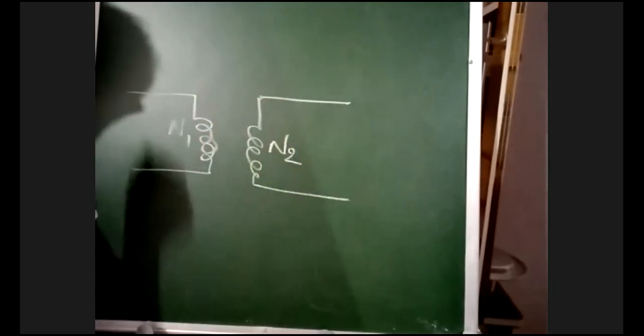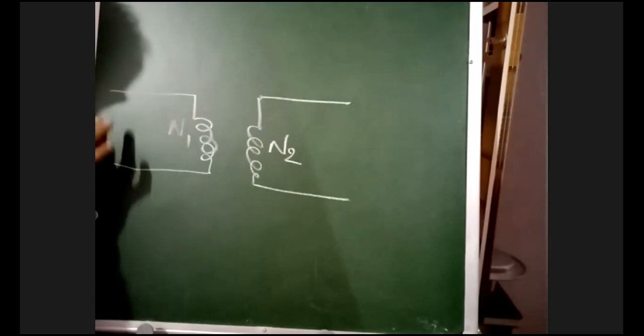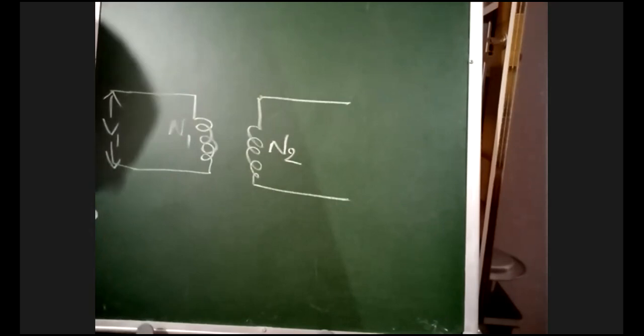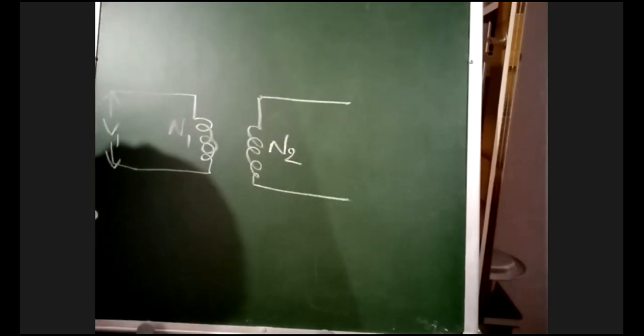Listen here. This is the primary winding of the coil having N1 turns. This is the secondary winding of the coil having N2 turns. Here I am applying the supply voltage V1.